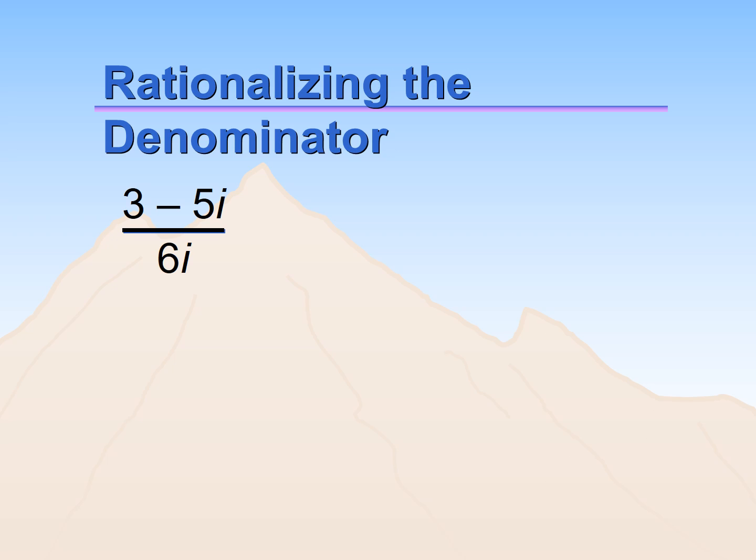All right, let's try this one. I multiply the top and the bottom by i. Notice that I actually have a binomial in the numerator. I have a 3 minus 5i. So when I multiply by i, I actually have to distribute the i to both terms. So I end up with 3i minus 5i squared on top, and then 6i squared in the denominator.